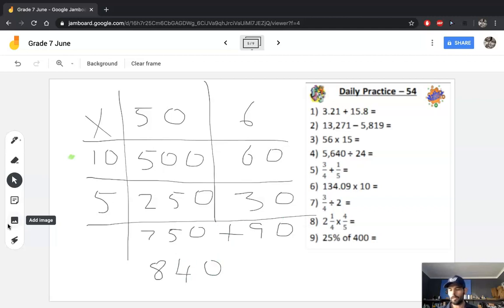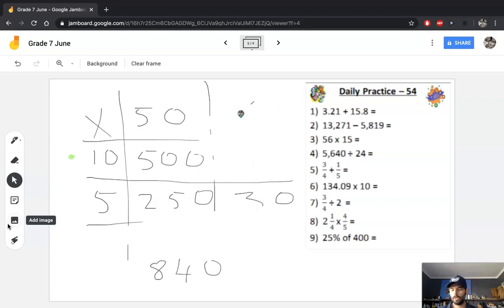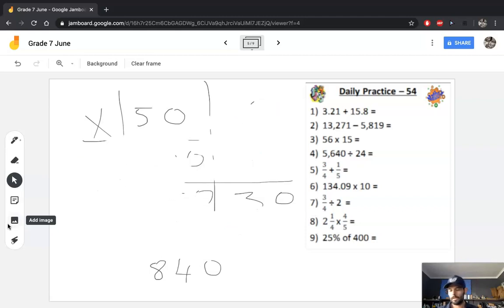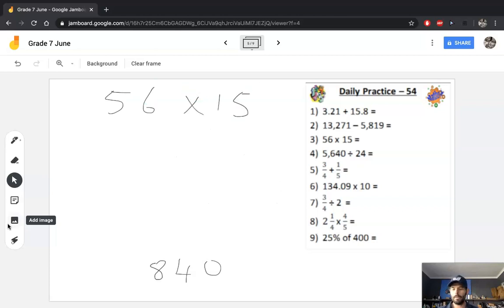But let's have a look at another method to see if my 840 is indeed correct. Perhaps I've made a careless error. So as I've said to you guys many, many times before, it's really handy to always check your work. So 56 multiplied by 15. Let's try the double and half method. So if I double 15, I get 30. If I halve 56, I get 28. If I halve it again, I get 14 multiplied by 60.